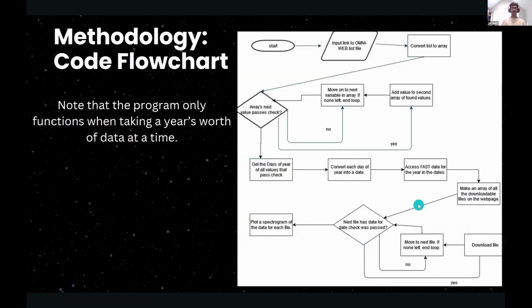And so this is a flowchart for how my program works. I'm not going to go into too much detail, but basically it searches the OmniWeb data for times where the SIM-H value is over a certain number. Then it downloads all the data files for that time, and it makes a graph of them. One of the limitations of my program is that it only works when you're taking a year's worth of data at a time. But this takes multiple numbers per second, so a year's worth of data is actually quite a lot.